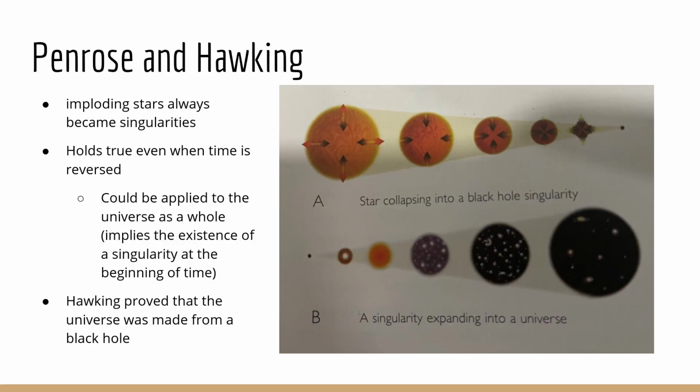Now let's talk about Penrose and Hawking. They claim that imploding stars always became singularities, and this holds true even when time is reversed. And this could even be applied to the universe as a whole, because it implies the existence of a singularity at the beginning of time. And Stephen Hawking proved using this theory that the universe was made from a black hole, which is kind of cool.